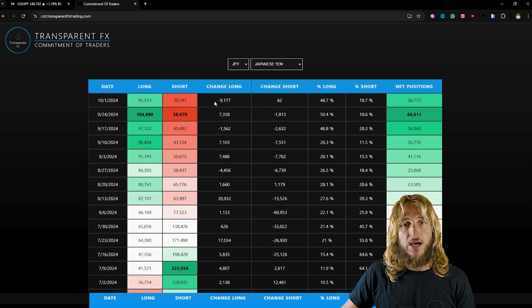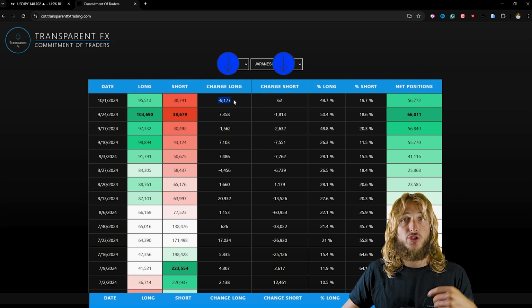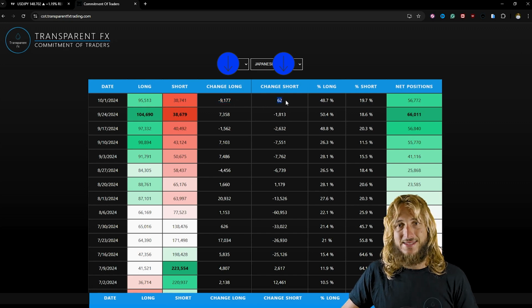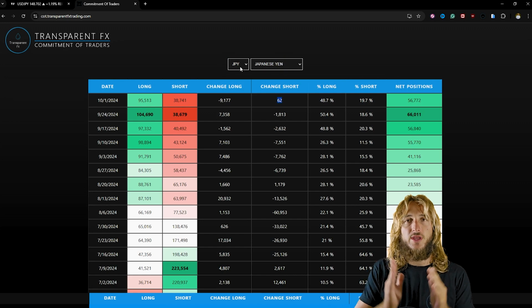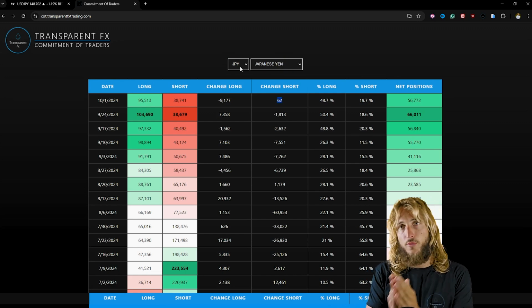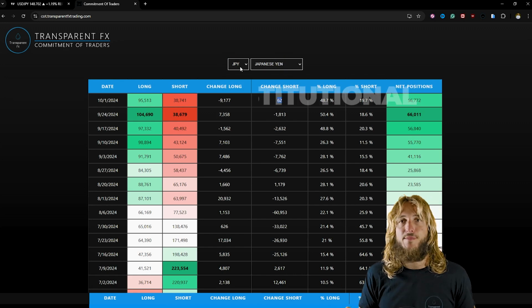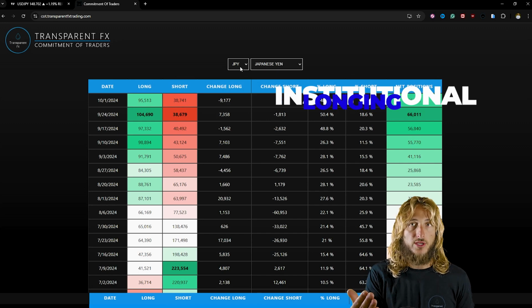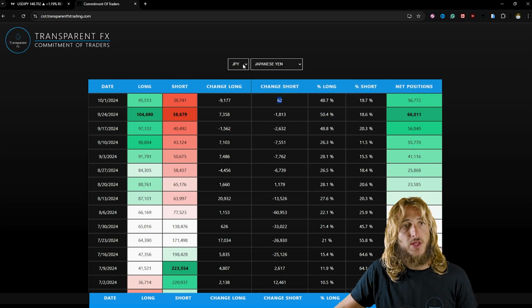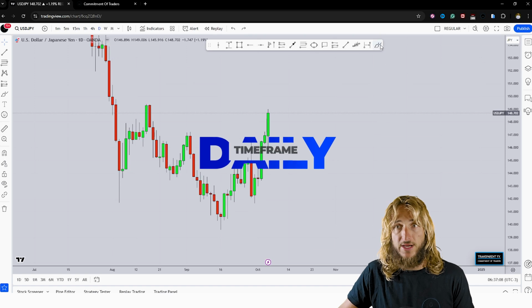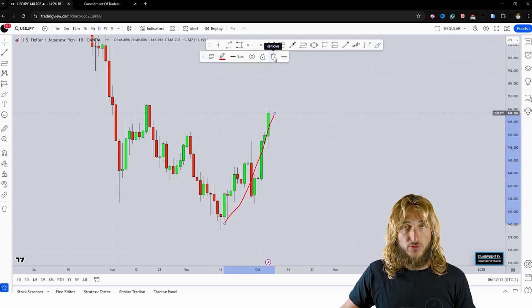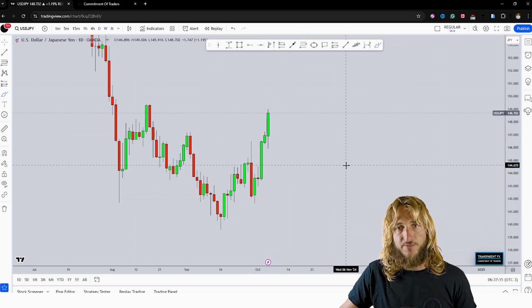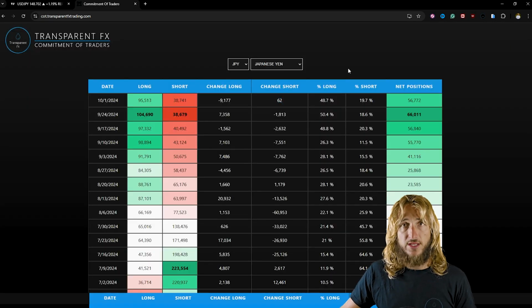We can see in fact how 9.1k longs got closed with the last report and 62 shorts got opened from an institutional perspective on the JPY. So if institutions are closing the longs and opening shorts on the JPY USD, it means that they are essentially longing USDJPY, obviously. So there is no surprise that as institutions are longing USDJPY, the price has been rejecting to the upside. That is what you would naturally expect. So in a situation like this, let's keep this in mind and move back to the chart.